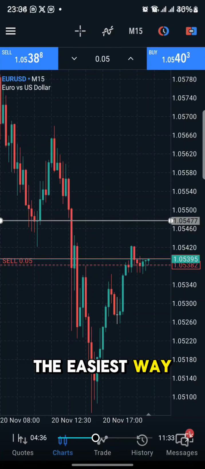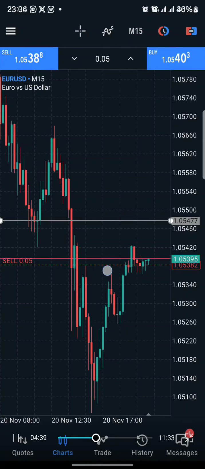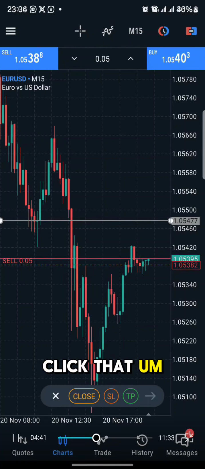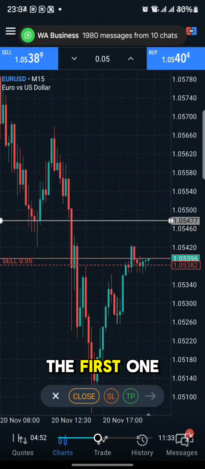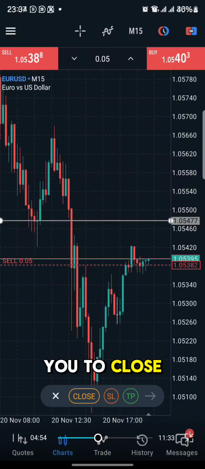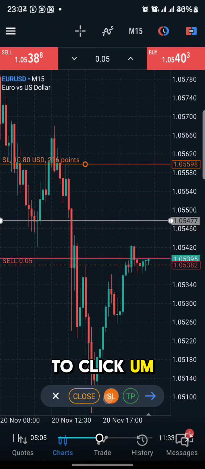So the easiest way, if you're using a phone, is to click your order, that dotted line, and then we have close. Down there there's a panel with three buttons, right? So the first one is for you to close the trade. The second one is for you to put a stop loss order, and the other one is for you to put a take profit order. So first of all, I'm going to put a stop loss order, right? So I'm going to click SL there, right?